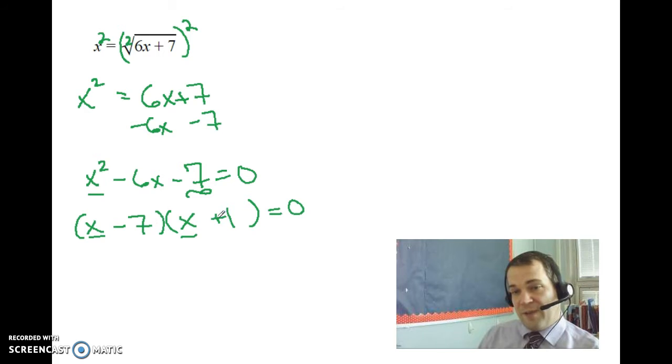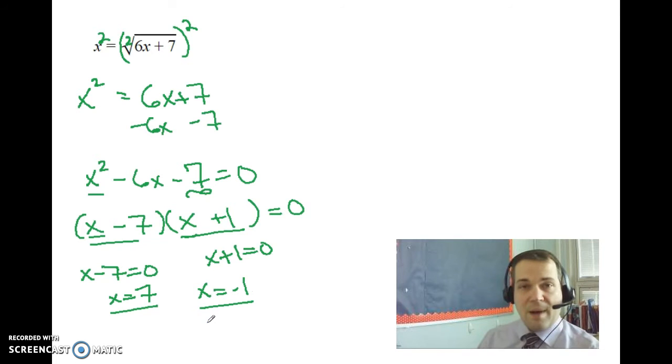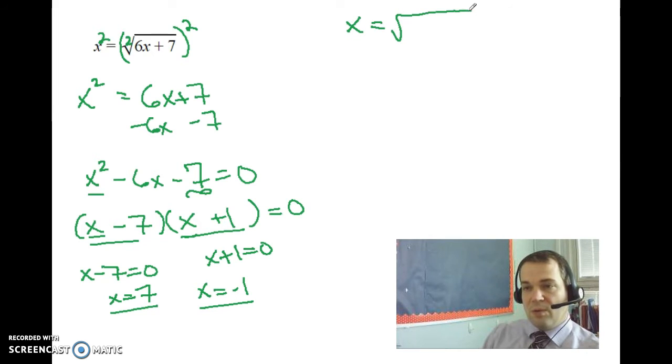Now that I have the quadratic factored and equal to 0, I can set each factor equal to 0. x minus 7 is going to equal 0 if x equals 7. So that's one possible solution. x plus 1 equals 0 if I subtract 1, if x equals negative 1, is the other possible solution, but I got to check these both. So the original equation was x equals the square root of 6x plus 7. Let's check this one first.